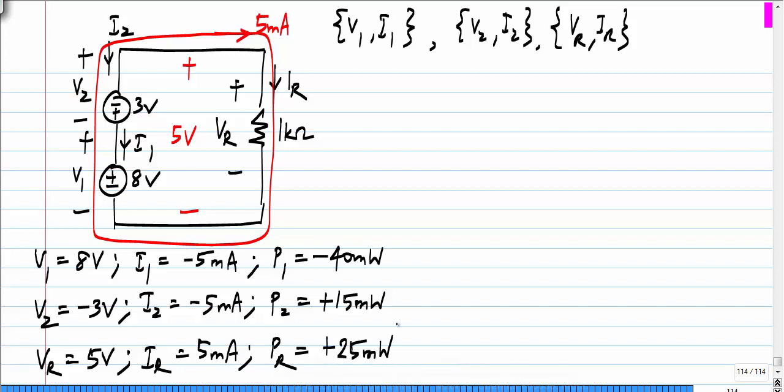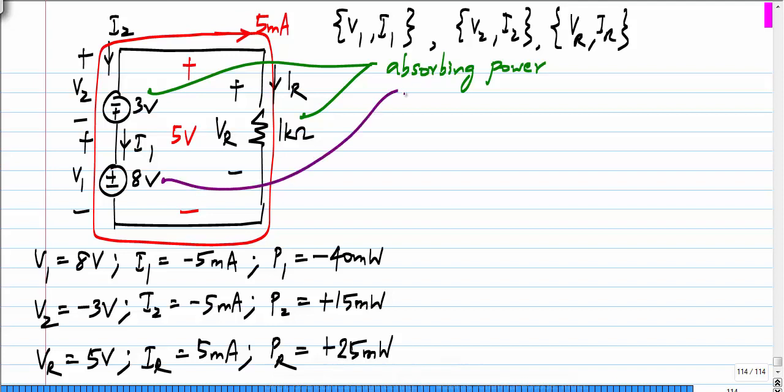So, it means that this voltage source and the resistor of course are absorbing power. The resistor of course always absorbs power, but the voltage source could either absorb or deliver power. In this particular case, the 3 volt source is absorbing power, whereas the 8 volt source is delivering power. So, this is an example to show that an independent voltage source could be absorbing power as well. That depends on the operating point of the circuit.